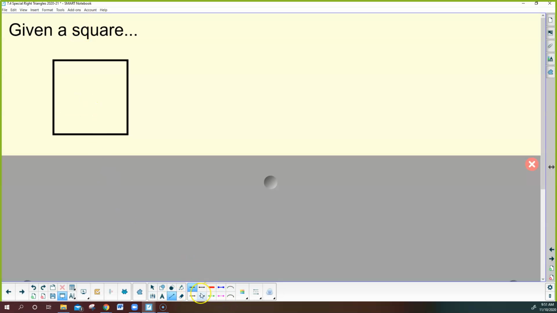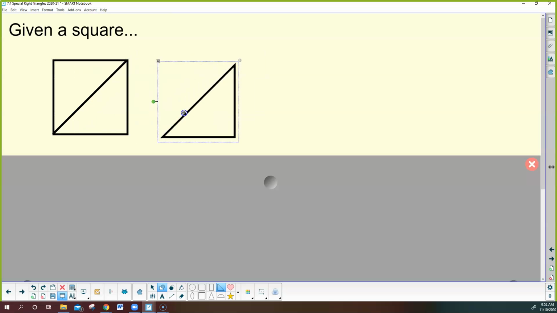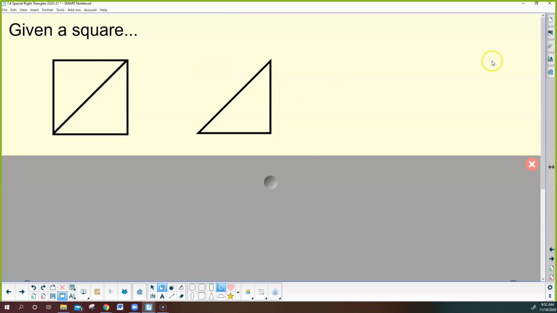So what happens if I take a square and then I cut it diagonally in half? It doesn't matter which direction, but let's say I cut it in half. Well, what does that create then? That creates, I'm going to flip this around so it actually looks like the half that I wanted. If I take this half of a square and just pull it over, what do we have then?